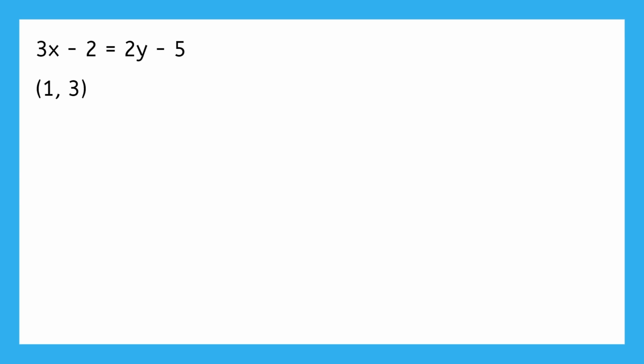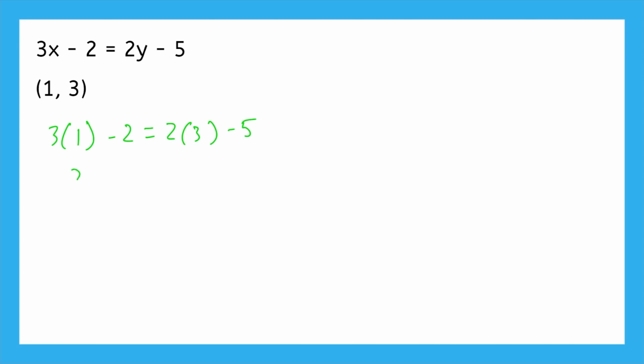Now that we understand what ordered pairs are, let's practice using them. Let's say we tried to solve this equation and the solution we got was 1, 3. How could we check our answer? Well, the same way we always have, we just plug in the solution and see if it works. We just have to be careful to only plug in 1 for x and 3 for y.